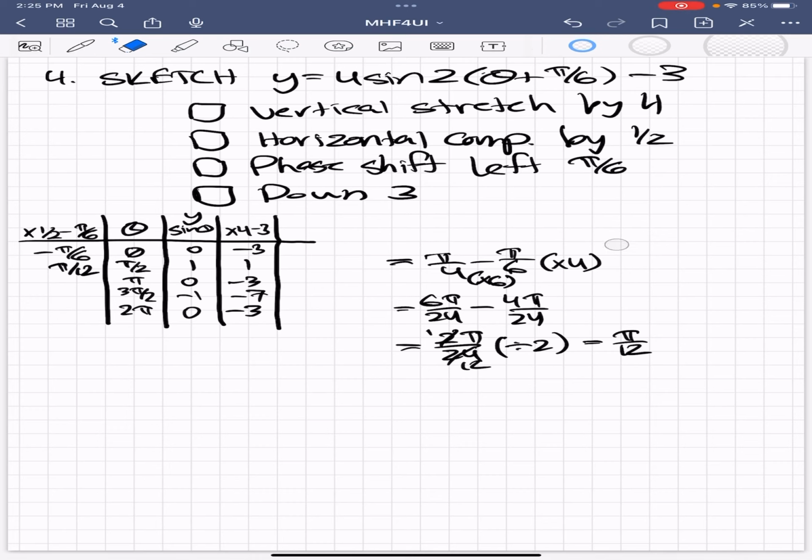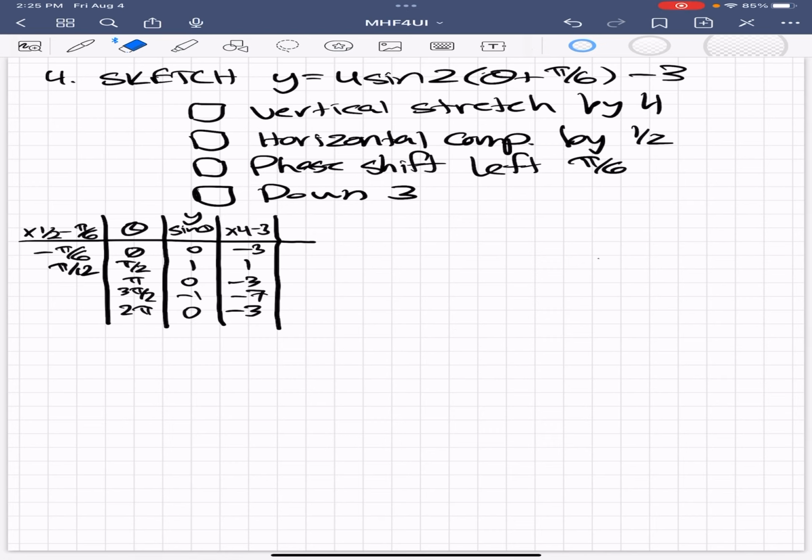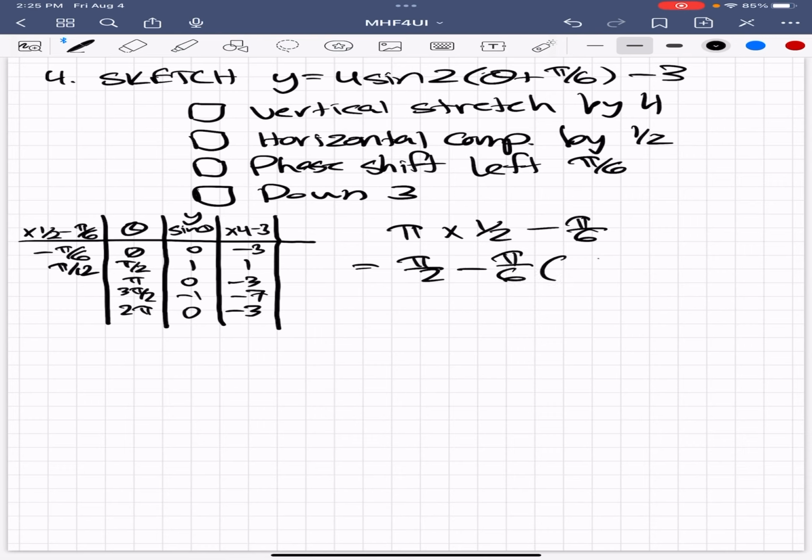And we'll just erase it all. And we'll start from the beginning. So we have pi times a half minus pi over 6. Pi over 2 minus pi over 6. Create common denominators. 6 is a common denominator of 12, so times 3. 3 pi over 6 minus pi over 6 equals 2 pi over 6.